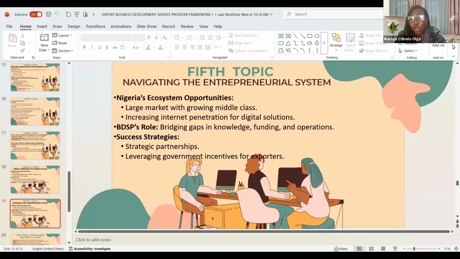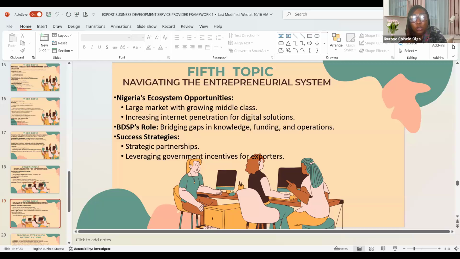Remember, it's not just having a great product. It's about positioning yourself to win. Very, very important: you need to position yourself to win. So the BDSPs will bridge the gaps of knowledge, funding, and operations.